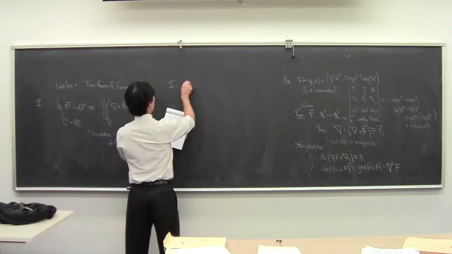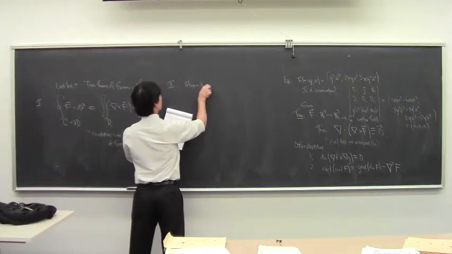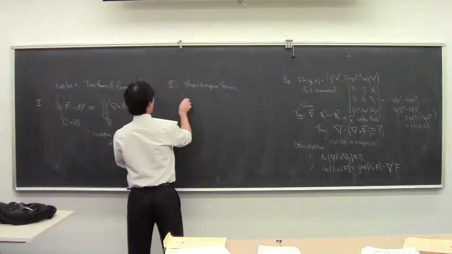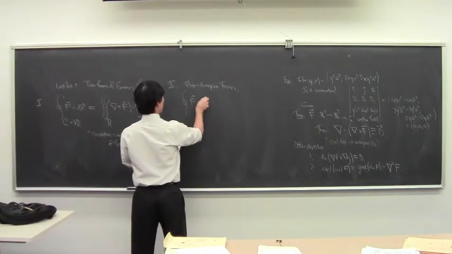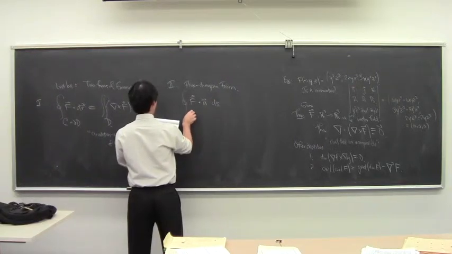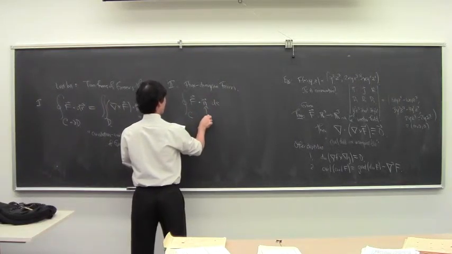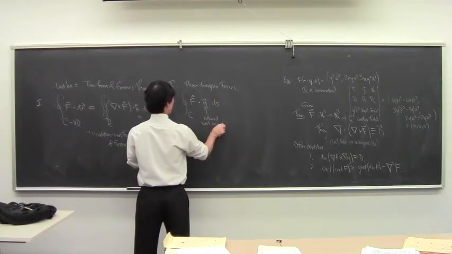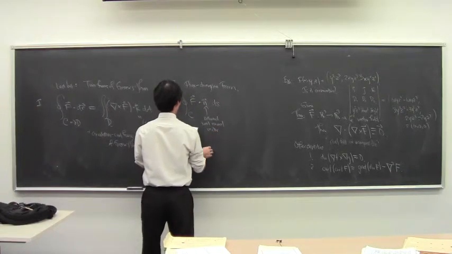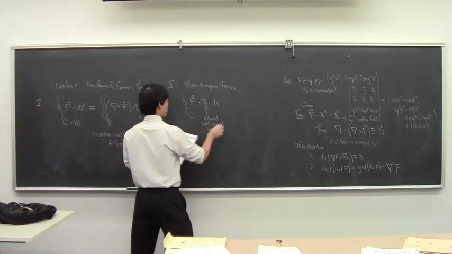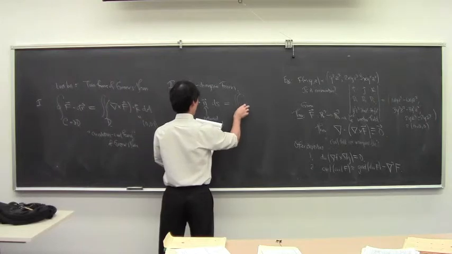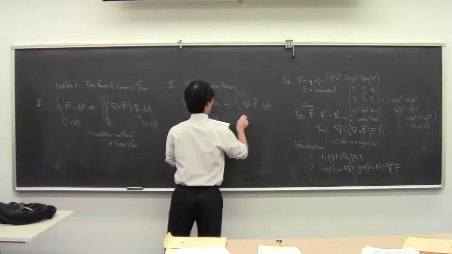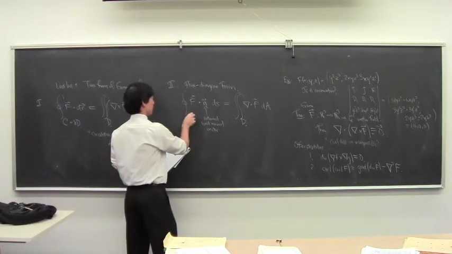which is called the flux-divergence form. And it goes like this: if you take the field dotted against the outward unit normal vector, then that's the same as the integral of the divergence over the interior.